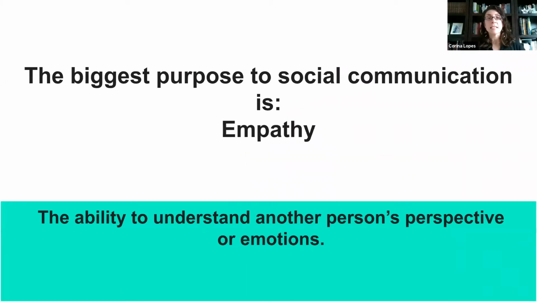Empathy means the ability to understand a person's perspective or their emotions. So let's say that one more time. Empathy means the ability to understand somebody else's perspective or their emotions. Empathy is not sympathy. Sympathy means that you know what someone is feeling or thinking because you have experienced that yourself.